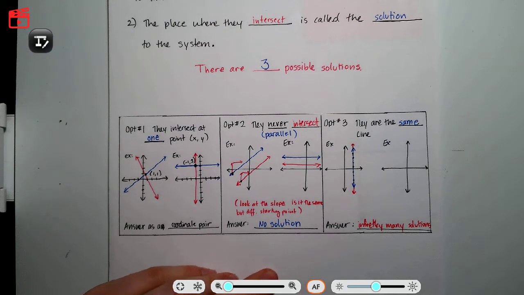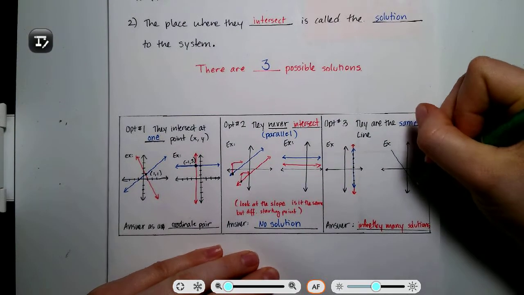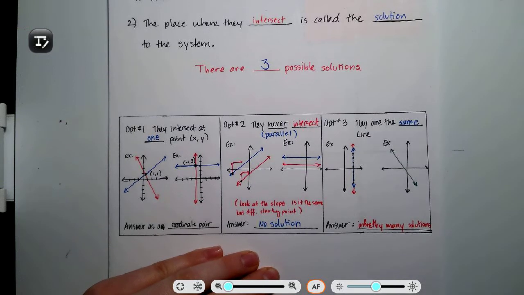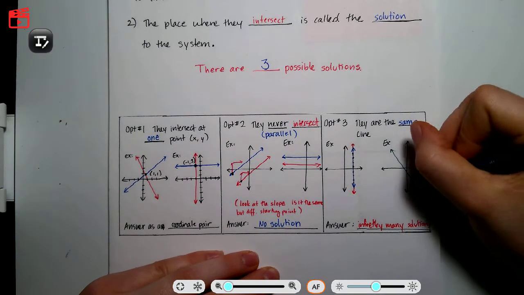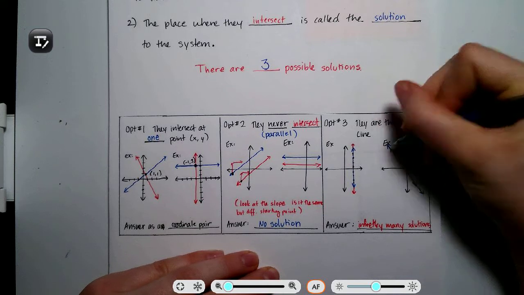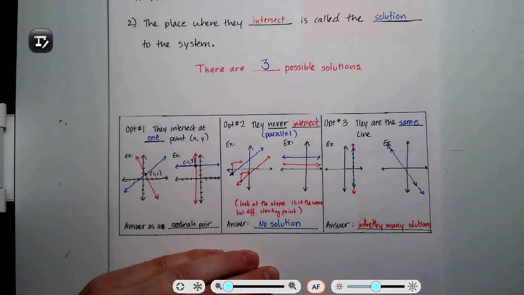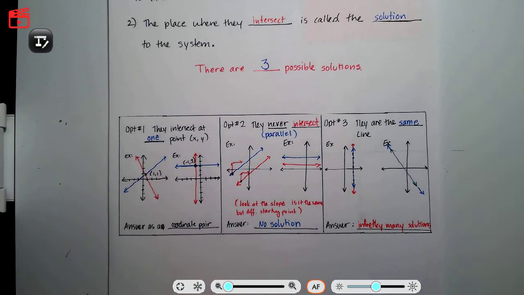Okay, so let's take a look at another example. Maybe our first line looks like this, and our second line looks like that. Once again, they're the same line, so the answer is infinitely many solutions.